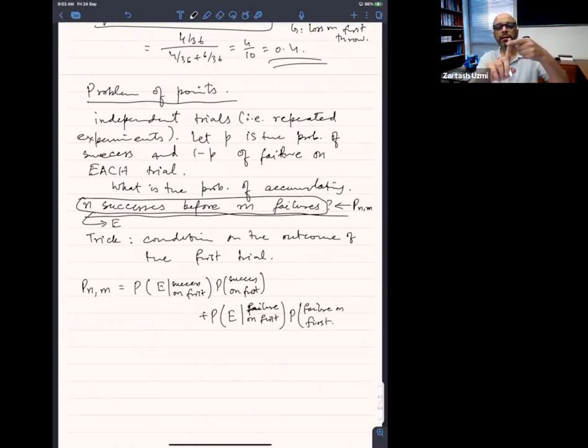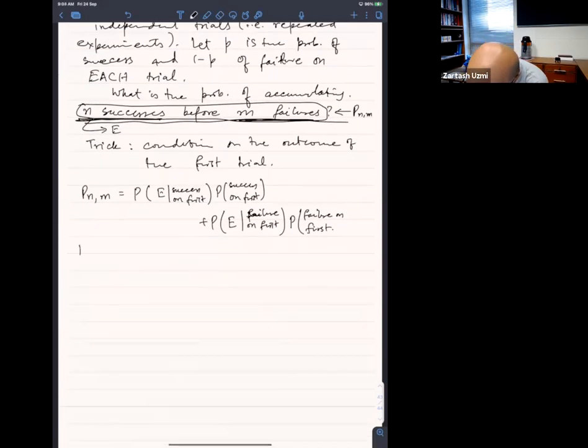देखिए, अगर पहले ट्रायल पे आपकी सक्सेस आ जाती है तो आप स्टॉप नहीं करेंगे, आप चलते जाएंगे. Why? Because you have to accumulate n successes. Similarly, अगर फेल हो जाते हैं तब भी स्टॉप नहीं करेंगे. Why? Because you have to accumulate m failures. So now I'm going to ask this question. Okay, what is this first quantity? Probability of E given the success on the first trial. P of n and m is the probability of starting from scratch, seeing n successes before m failures.